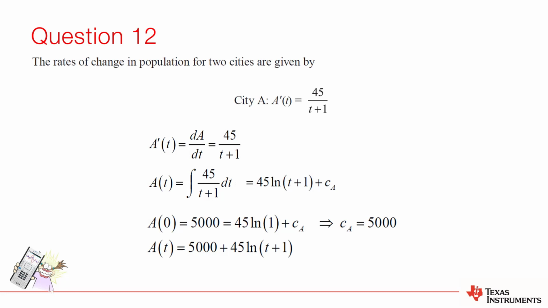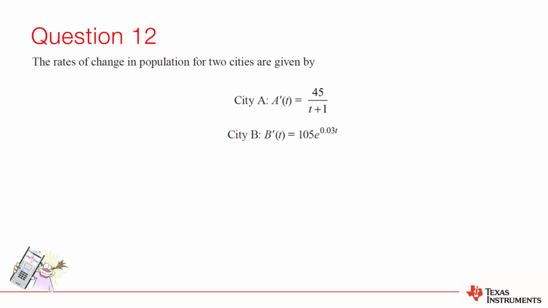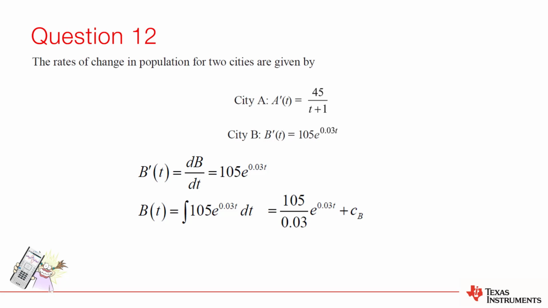Let's do the same thing for city B. dB/dt is 105 e to the 0.03t. B then will be again the indefinite integral of 105 e to the 0.03t dt. The integral of e to the kx is 1 over k e to the kx. So B of t is 105 divided by 0.03 e to the 0.03t plus CB.